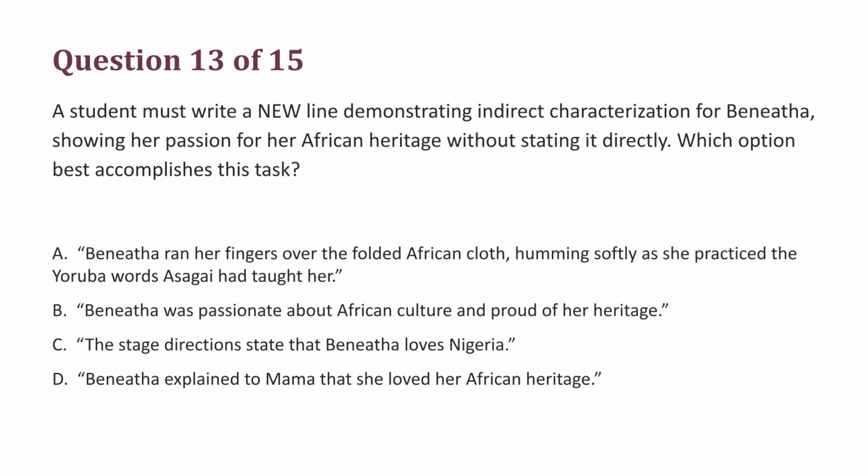Cognitive level: Creating. Question 13. A student must write a new line demonstrating indirect characterization for Benitha, showing her passion for her African heritage without stating it directly. Which option best accomplishes this task? Here are your choices. A. Benitha ran her fingers over the folded African cloth, humming softly as she practiced the Yoruba words Asagai had taught her. B. Benitha was passionate about African culture and proud of her heritage.